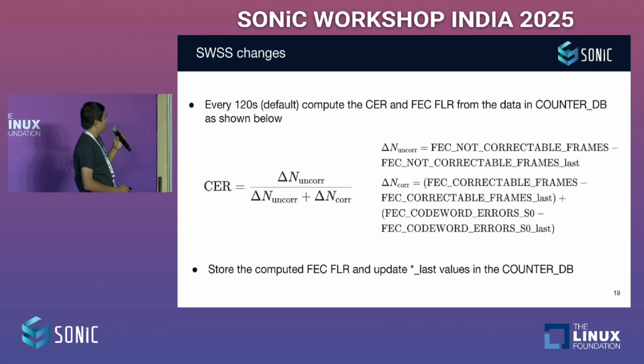Every 120 seconds, we compute the CER. That's the interval over which the FEC FLR is being computed in SONiC as of now. The data will be read from the counters DB and stored in the counters DB. So how do we compute? It's basically the delta of uncorrectable errors over the time period divided by the delta of all the code words in the time period. That's the CER. We already covered it, this is just the implementation part. Then we compute the FEC FLR based on this, and every time we compute, we of course update the last values in the counters DB so that we can start computing from the new time period again. That's what happens.